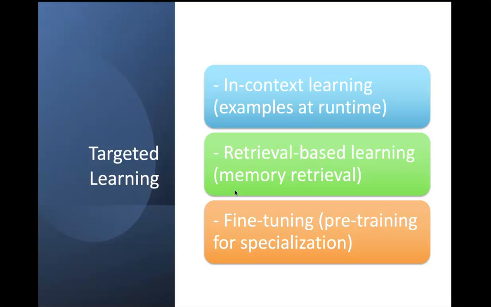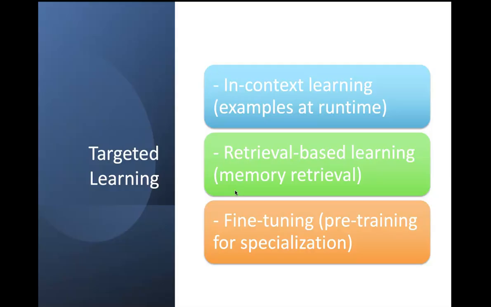In contextual learning, it's based on the runtime, but in retrieval-based learning, it is memory retrieval. Whereas in fine tuning, we are pre-training that and then customizing it to our requirement. That is nothing but targeted learning. All these learnings are targeted learning, but in each context we are using one of them. For example, contextual learning is based on the context: it will give the answer based on the situation.